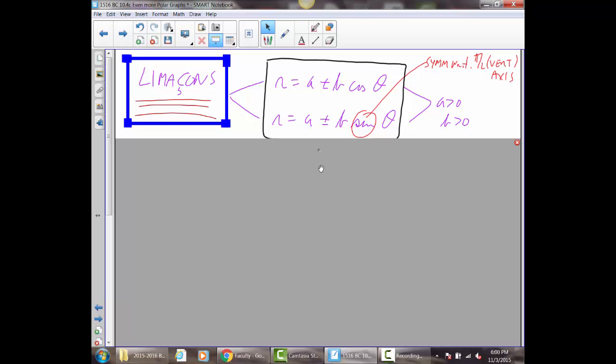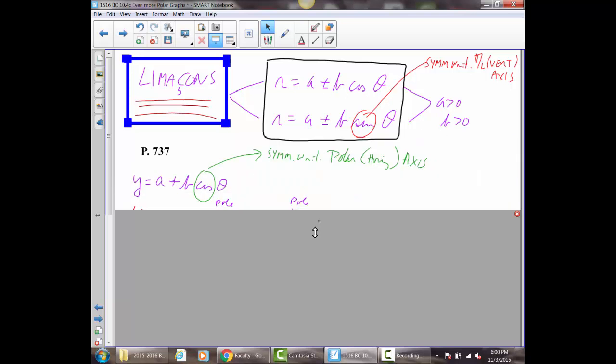Okay, limacons now. We had a little peek at those before. Limacons have this basic look: r equals a plus or minus b cos theta, or r equals a plus or minus b sine theta. And again, you know if it's cos theta, it's going to be symmetric with respect to the horizontal axis, with sine symmetric with respect to the vertical axis. And right now we're going to pretend that a and b are both positive.